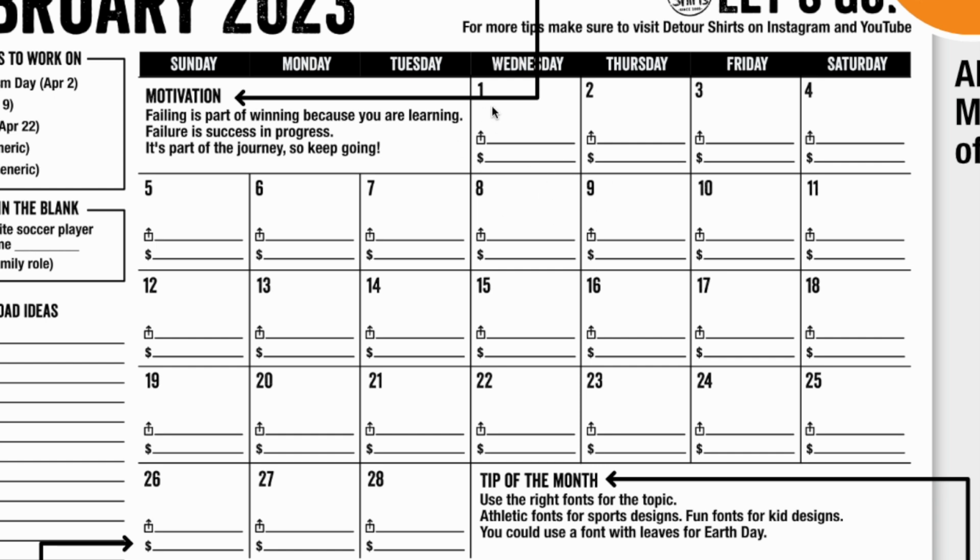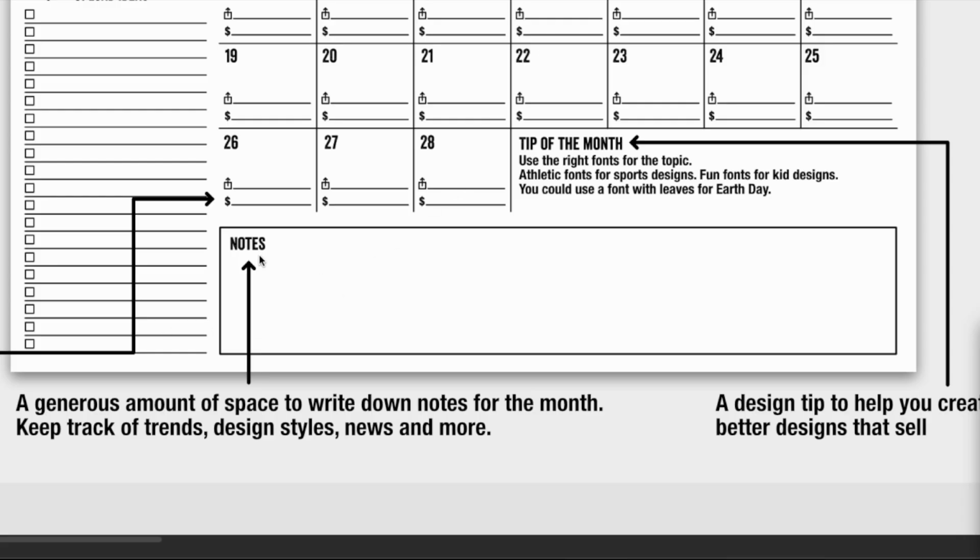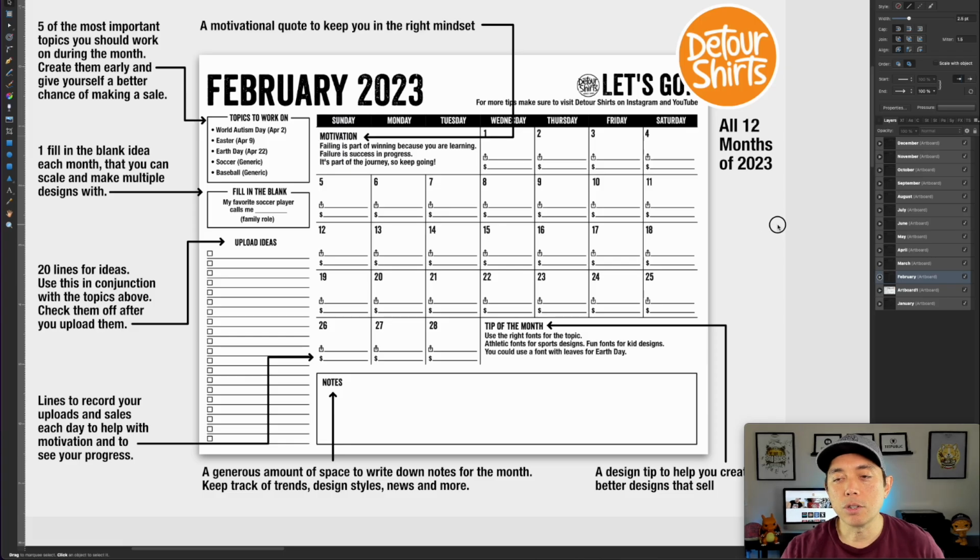I like seeing this. I like seeing especially the sales that I did the day before to kind of motivate me to keep going, that I can see that I'm growing and I'm making some sales. The last thing here is notes. So as you listen to the news, as you hear more trends and things like that, you can write down. This notes right here is just a way to keep track of different things for the month. So let me show you.